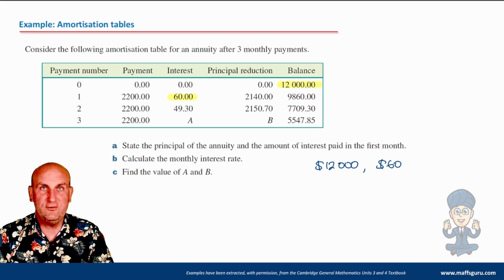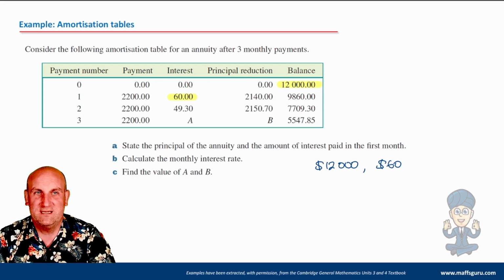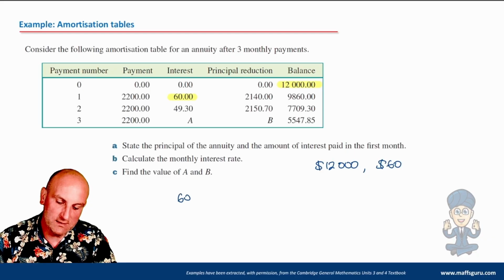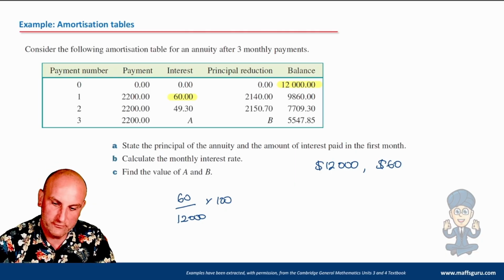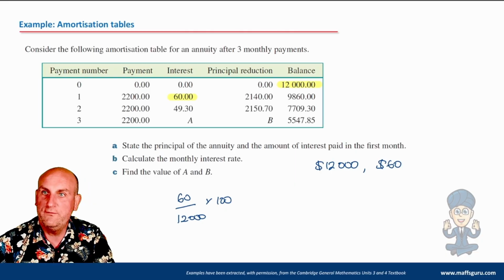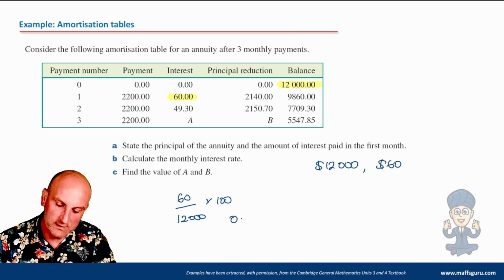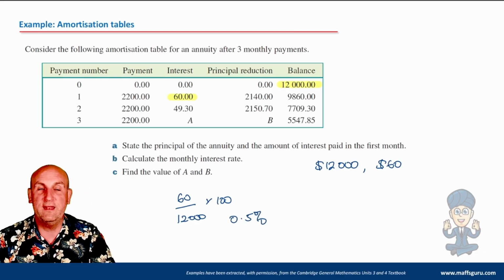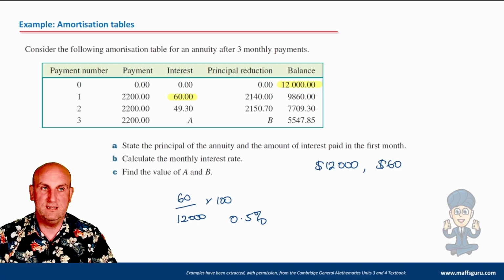Calculate the monthly interest rate. We can do this now because the monthly interest rate is the monthly interest, 60, divided by the previous balance, times by 100. Again, doing this off screen, 60 divided by 12,000, times that by 100, gives me 0.5%. I don't need to multiply that by anything because it wants monthly interest rates.